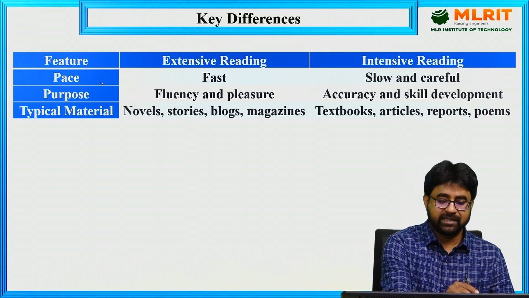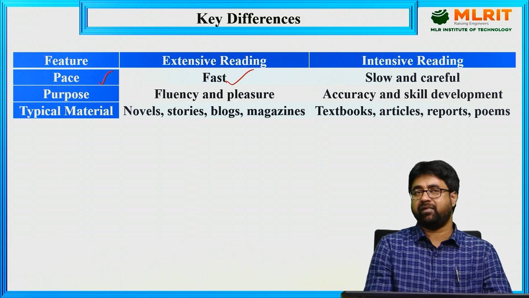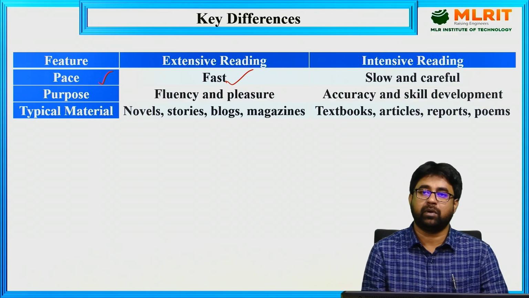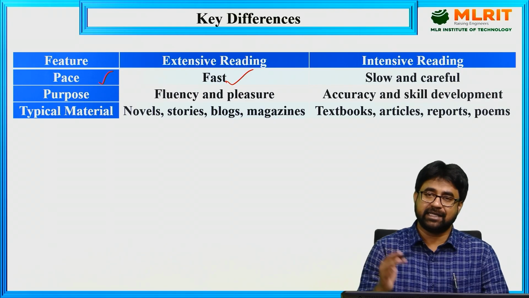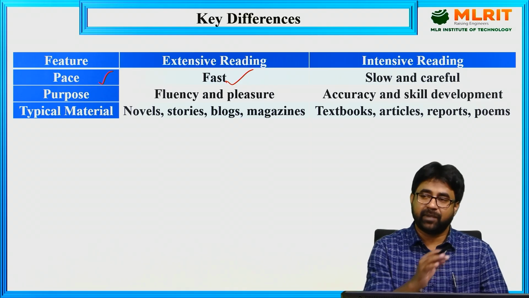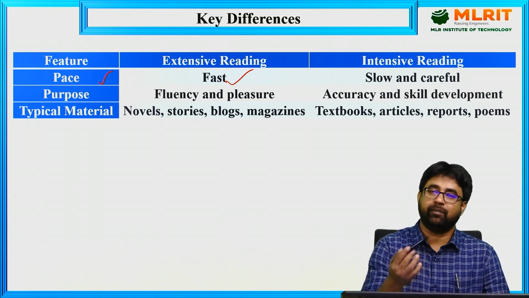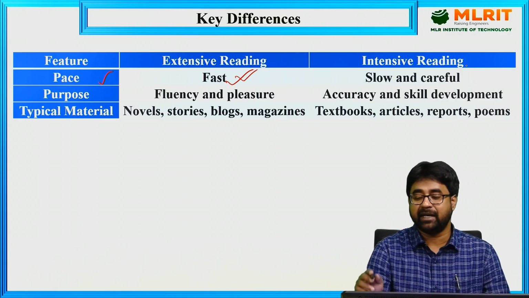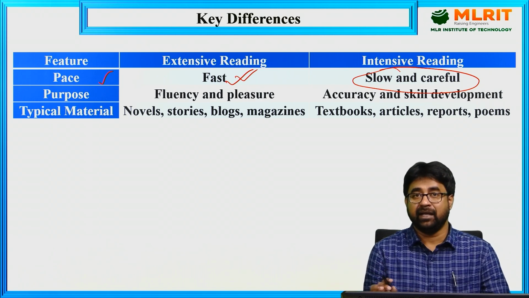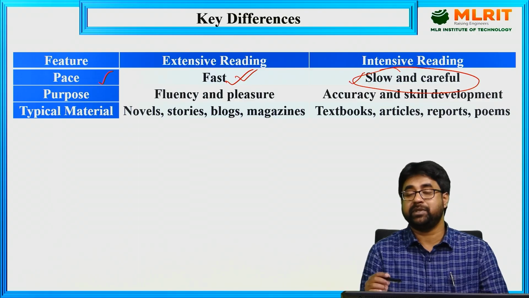Few other differences in terms of pace. What should be the speed of reading? In extensive reading, it would be fast. Why fast? Because we won't stop. Let's say I am not familiar with the meaning of a particular word, I won't stop and check the dictionary, because even though I don't get the meaning of a particular word in a sentence in a novel, if I read the next lines I will get the overall meaning. So my speed would obviously be fast. On the other hand, intensive reading would be slow and careful, because it involves detailed understanding, taking notes of each and every minute detail. That's why the reading speed would be slow and careful.